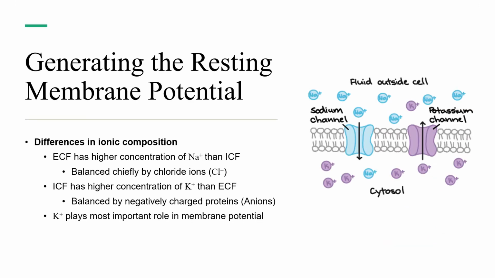So here, again, is just a description of where the ions are. The extracellular fluid is going to be very high in sodium, and it's also going to have chloride. Chloride is a negative charge, so it is balanced by chloride. The intracellular fluid is going to have a very high concentration of potassium ions, and it's balanced by anions, which are negatively charged molecules, so other things. They could be proteins.